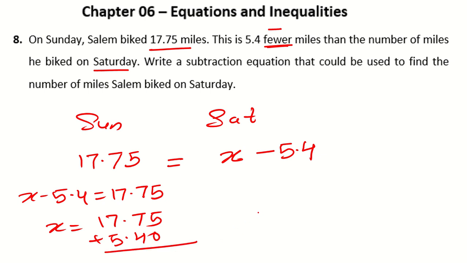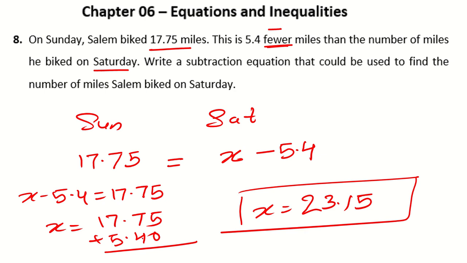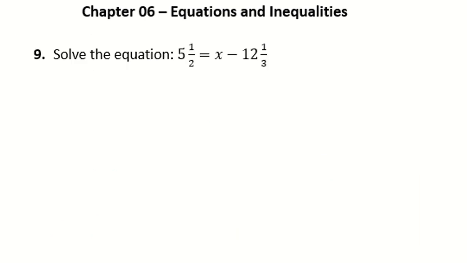So this is x is equal to 5, 7, 4, 11, 1 carry forward, 7, 5, 12, 1, 13, and 1 plus 1, 2. This is the answer. Okay. Now, next is solve this equation: 5 and a half equal to x minus 12 and 1 over 3.